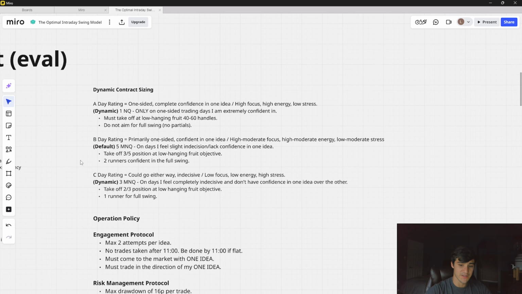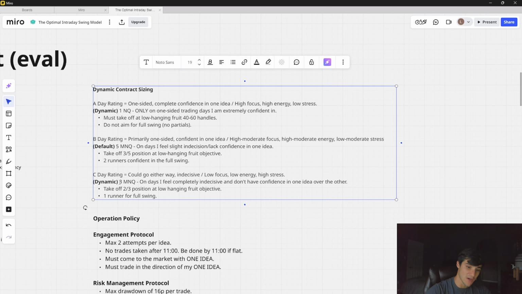I'm extremely indecisive about the direction of the daily bias. I have low focus, low energy, and I'm feeling highly stressed. So in this case, I'm going to size down to 3 micros. It's going to be on days I feel completely indecisive and don't have confidence in one idea over the other.